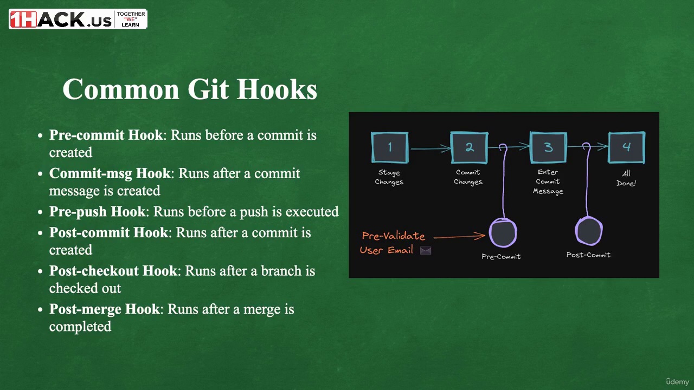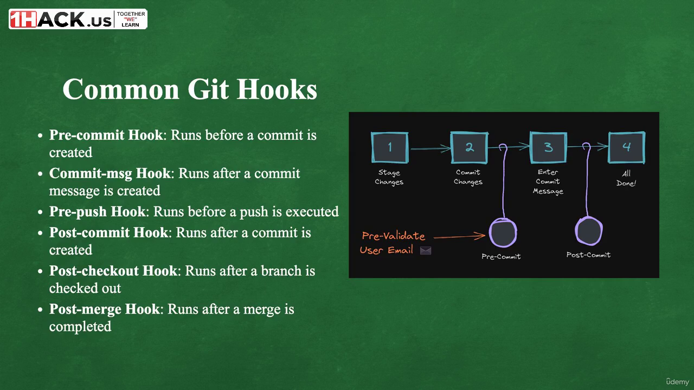2. Commit-msg hook. This hook runs after a commit message is created, giving you the opportunity to validate or modify the commit message. You can use this hook to ensure that commit messages follow a specific format or include relevant information. 3. Pre-push hook. This hook runs before a push is executed, enabling you to perform additional checks or validations before the changes are pushed to a remote repository. For instance, you can use a pre-push hook to run automated tests or perform security scans.